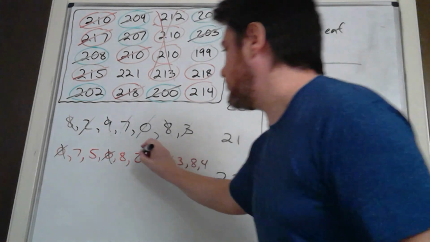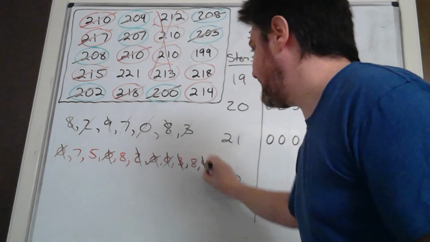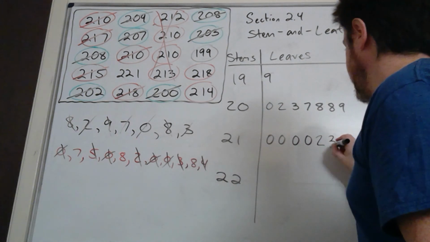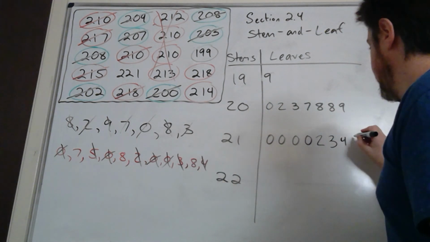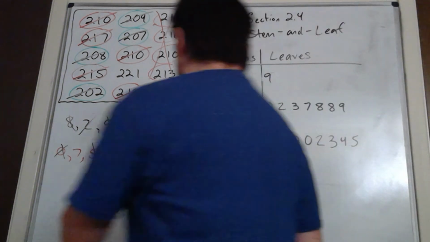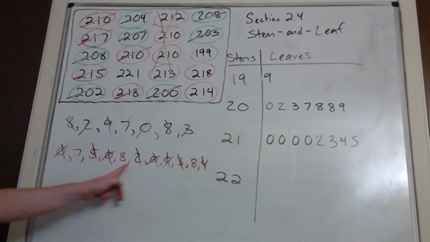And I think they all appear once. So 2, 3, 4, 5. So let me list those. 2, 3, 4, 5. And I'll explain why I'm trying to line them up like that. And then what do I have left now? I have a 7, an 8, and another 8.